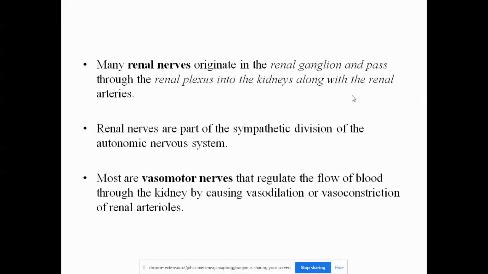These renal nerves are part of the sympathetic division of the autonomic nervous system. Mostly these nerves are vasomotor nerves, which regulate the flow of blood through the kidney by causing vasodilation and vasoconstriction of the renal arterioles. That is the role of the vasomotor nerves: they regulate the flow of blood through the kidney, by causing vasodilation or vasoconstriction of renal arterioles.